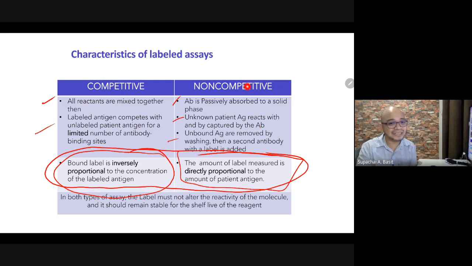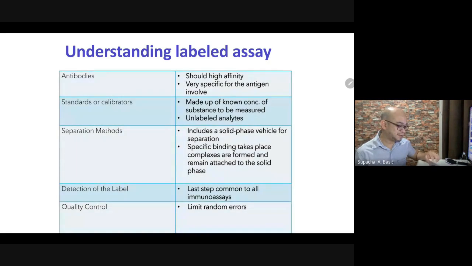But it says also here in the table, in both types of assay, whether we are talking about competitive or non-competitive immunoassay, the label must not alter the reactivity of the molecule, and it should remain stable for the shelf life of the reagent. Okay, so that's the difference between the competitive and non-competitive immunoassay. Also, antibodies that we should be using should have high affinity and very specific for the antigen. This is very important so that we can prevent false positive result.